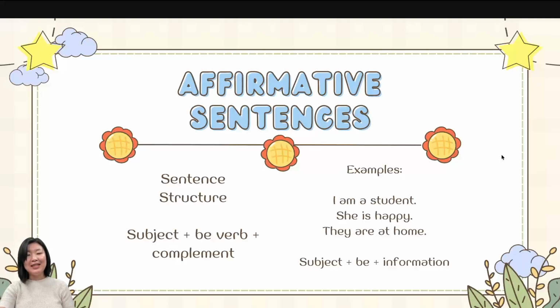In an affirmative sentence, the sentence structure is as follows. Subject, then be verb, and complement. For example, I am a student. She is happy. They are at home. So you see that the subject comes first, and then a be verb, and then a complement. Complement gives information about a subject.